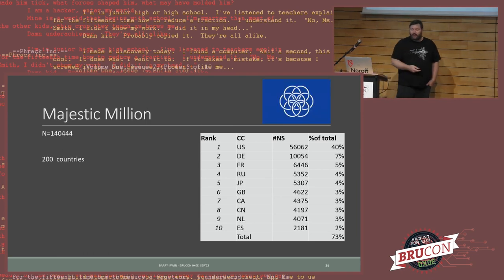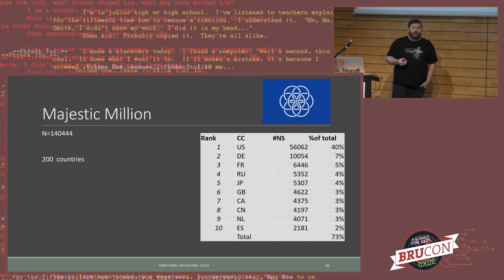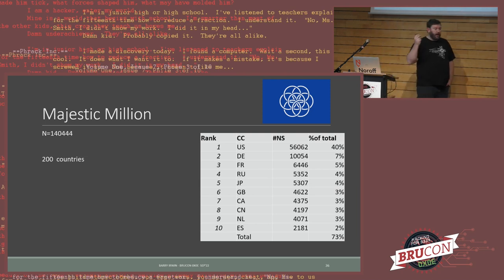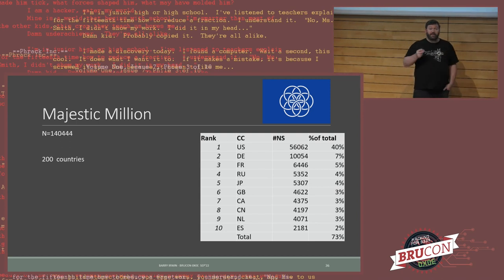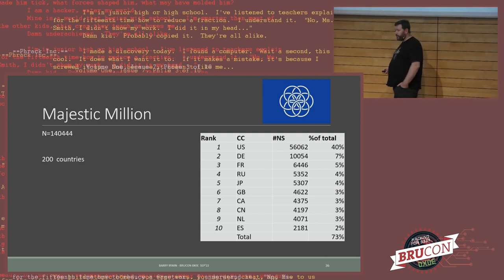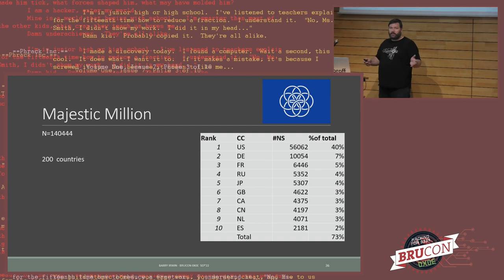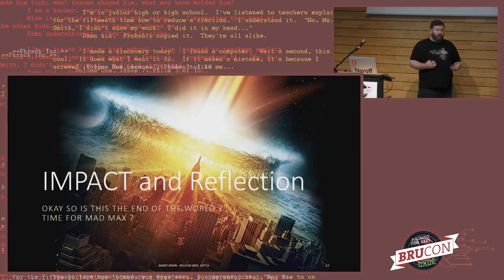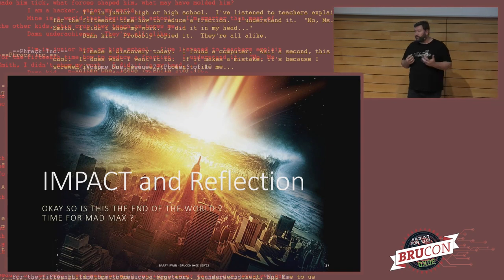And then really to round it off, the Majestic Million represents roughly 200 countries. 40% of the name servers are sitting in the US. Germany comes in second, at 10,000 name servers, or 7%, and it drops off there. Of these, the top 10 only make up 73%, so a big difference to what we've seen elsewhere. And so with the raw numbers out of the way, and numbers are there because some people like numbers, we can actually start talking about what the takeaways from this are.